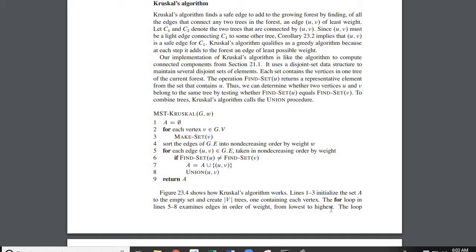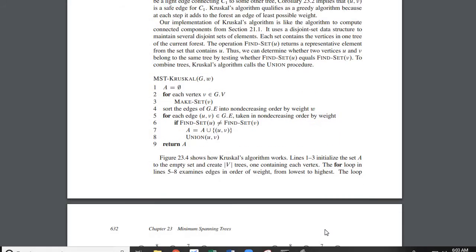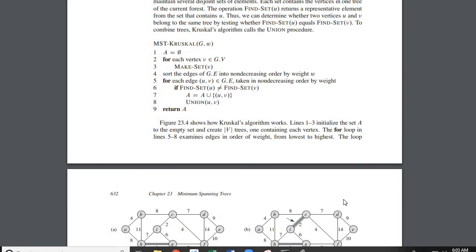So if we have multiple nodes, Kruskal's finds a safe edge to join different trees, and the trees which have the least weights on their transitions, or you can say edges. So here is the algorithm, and there is one example which is solved in the book, and we will go through the example as well. So let's see the algorithm.